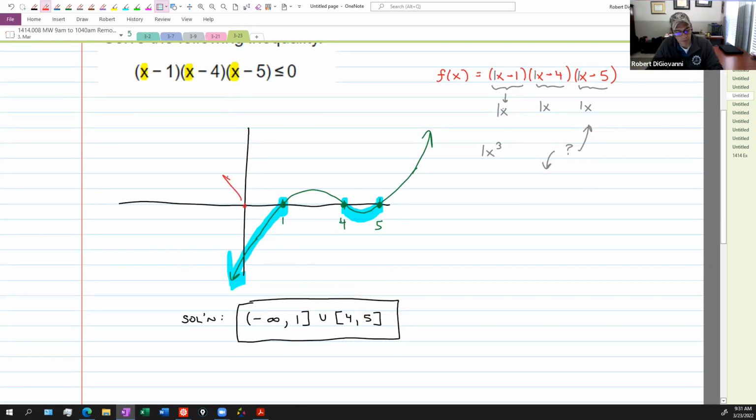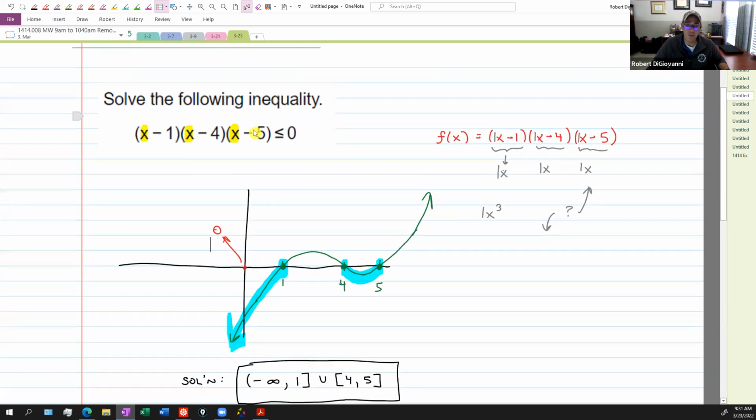If I pick 0, is 0 a solution to this inequality? It should be. Let's check it. If you plug 0 into this, what happens? 0 into there, you get -1. 0 into that one, -4. 0 in that one, -5. Is that less than or equal to 0? Well, 3 negatives multiplied together is negative, so we get negative 20 over here, less than or equal to 0. That's true. And I know that any number to the left of 1 is going to work.